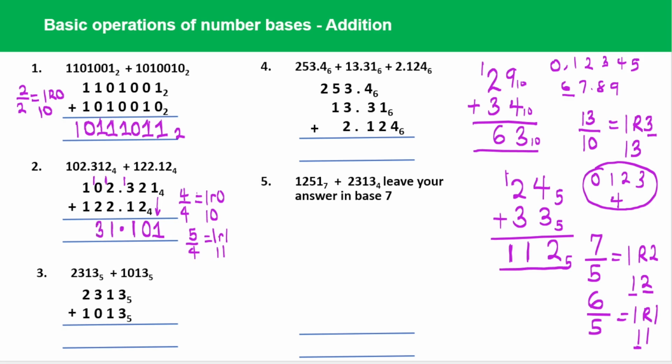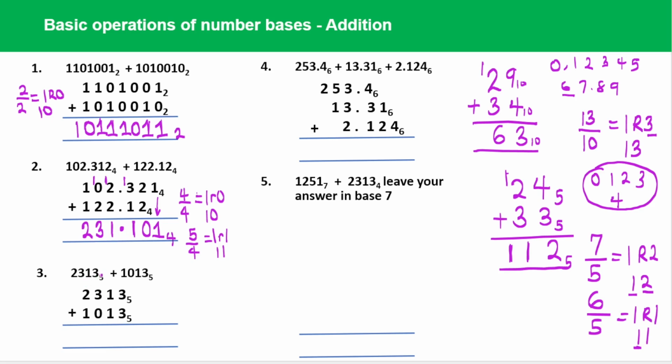So we can write 3 here because it's less than our base. 1 plus 1 will give us 2. We can write 2 here, it is less than our base. So our answer to this will be 231.101 base 4.